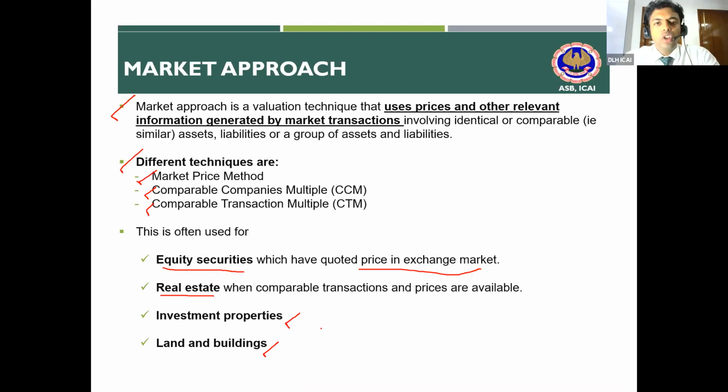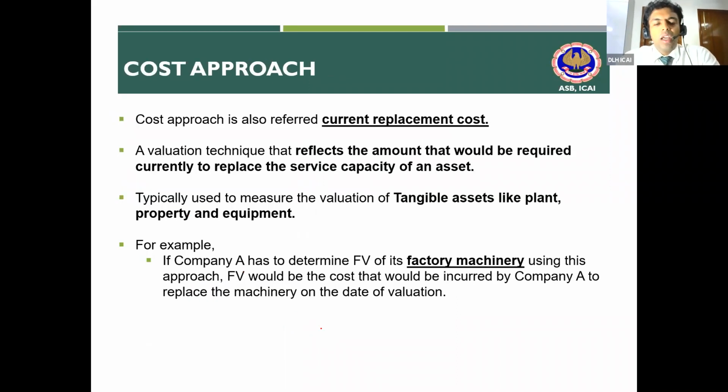Okay, guys. So this is about market approach. If I talk about the cost approach, what is cost approach? Cost approach is nothing but a current replacement cost, right? So it is generally used in case of tangible assets like plant and property, right? So what is cost approach? Cost approach is that, suppose there is any problem in the plant in respect of any particular spare part.